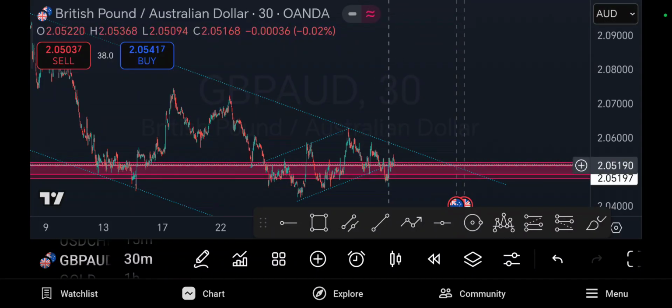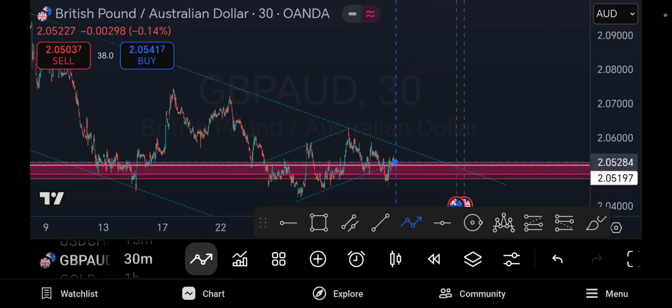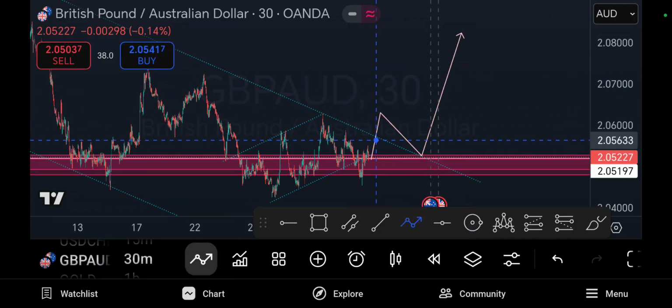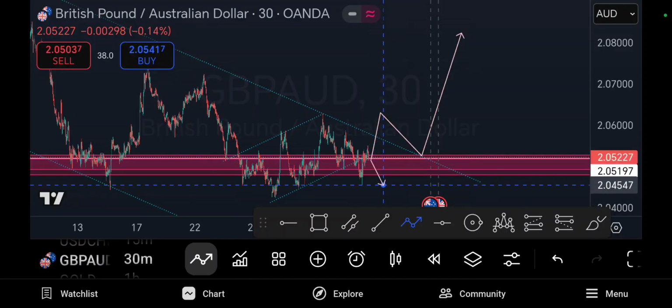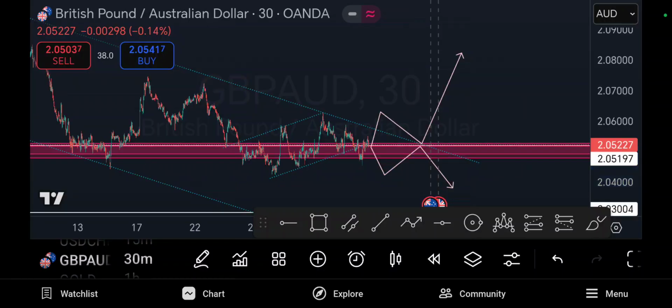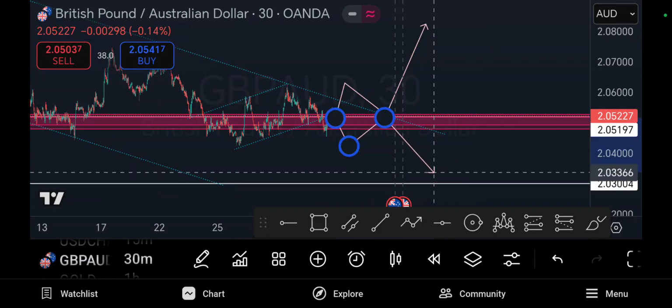Because it's above the resistance line. It's above the support line. So to be safe, I will wait for either a push above like so, come back, retest, and then I enter my buy. Or again, push below up to here, come back, retest there, now clean sell trade. Then we are going to the downside.